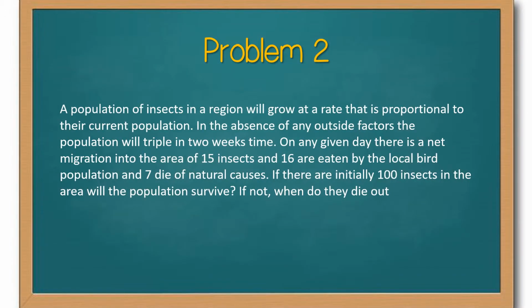Problem number 2. A population of insects in a region will grow at a rate that is proportional to their current population. In the absence of any outside factors, the population will triple in 2 weeks' time. On any given day, there is a net migration into the area of 15 insects, 16 are eaten by the local bird population, and 7 die of natural causes. If there are initially 100 insects in the area, will the population survive? If not, when do they die out?